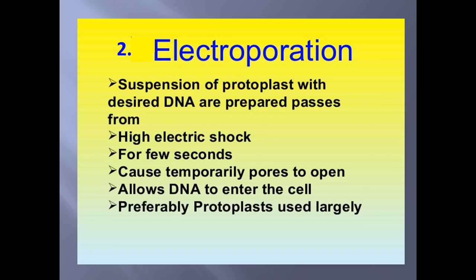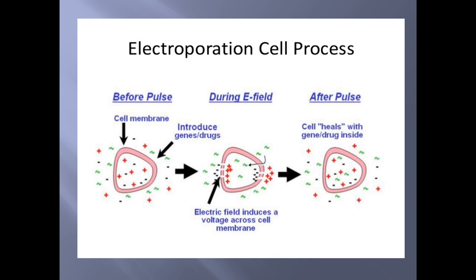So in this method, what does electro stand for? Electric shock, or a kind of current or electrical voltage is used. Poration stands for loosening the cell membrane, or forming pores on the cell membrane, so that through these pores our desired DNA can enter inside the protoplast, so that the cell can receive our desired gene or DNA. So this is how the electroporation process occurs: before applying the electric pulse, during the electric pulse, and after the pulse you can find.